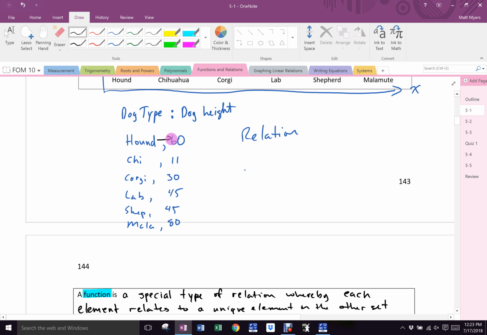Hound relates to 60. So I have one piece of data, it relates to one other piece of data. So if I'm only counting the hound, it's a function, correct? Add the Chihuahua. The Chihuahua is 11. Is it still a function? Yes, because one dog type equaled one dog height. What about when I add the Corgis? Still a function? Okay, what about when I add the Shepherd?